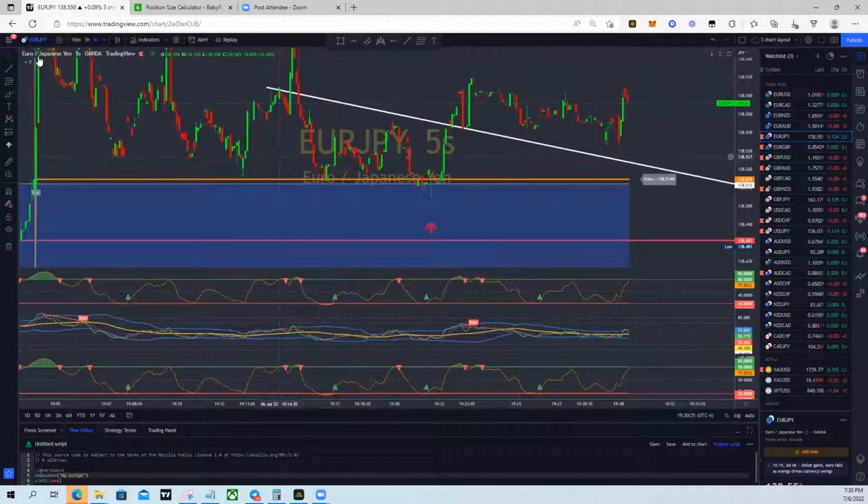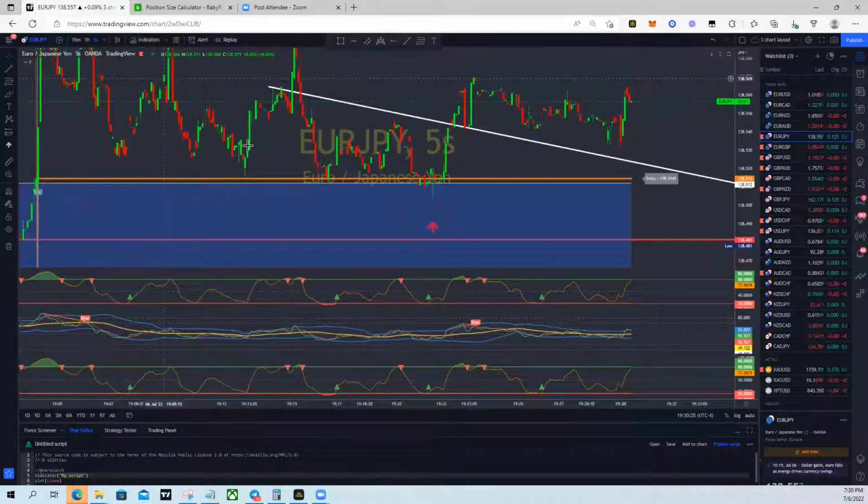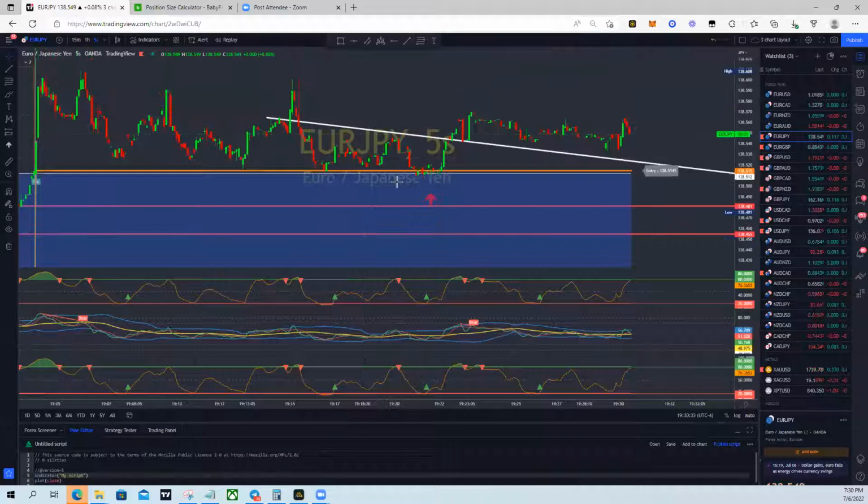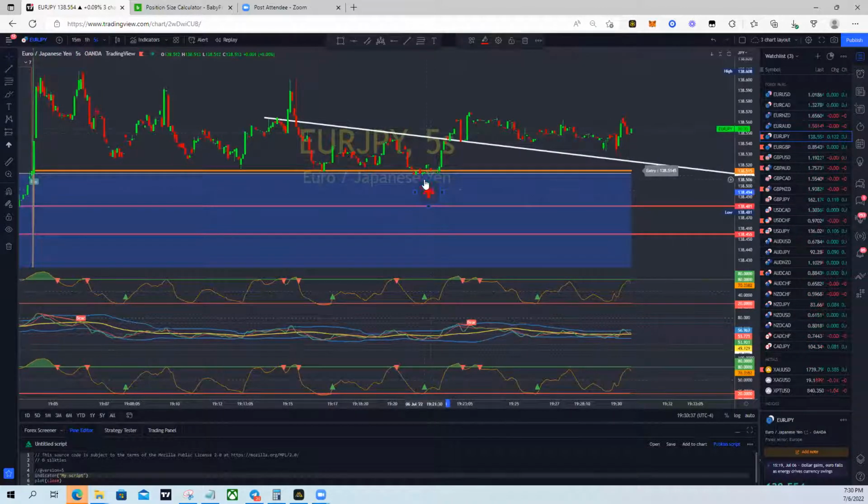It's broken above the zone already. It's pulling back to the zone. This thing may run 100 pips. We don't know. It may run 100 pips. And this may be the lowest. This may be the lowest we can get it, is at the top of the zone. Notice it's still going up.